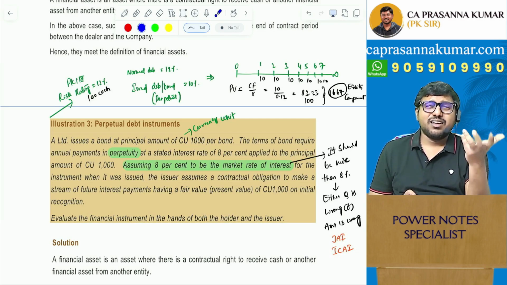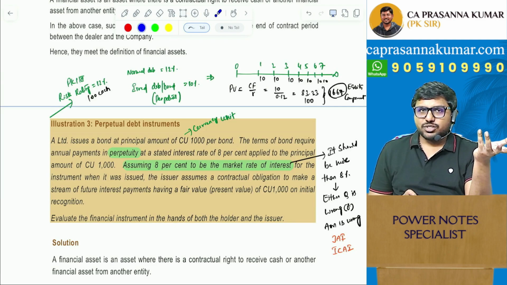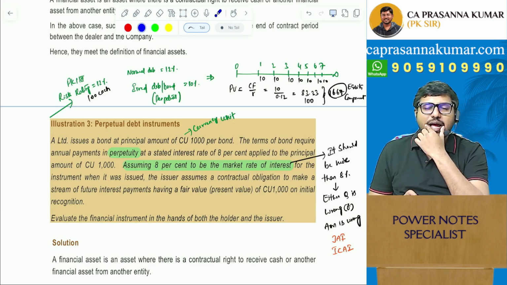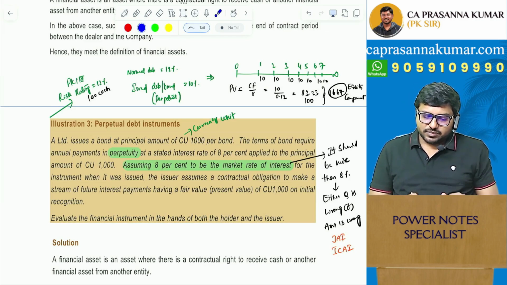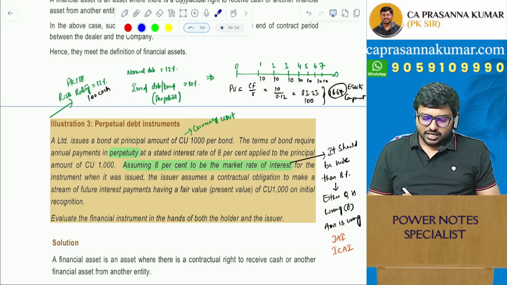Now, you can ask me, sir, what do you mean by normal debentures? Normal debentures means redeemable debentures, where I'll be giving you interest every year, and then after 5 years or after 10 years, I'll either redeem it at par or at a premium. Usually redemption happens either at par or at premium. You got the point? Now, suppose there is something called irredeemable debentures or bonds, just like this particular question.